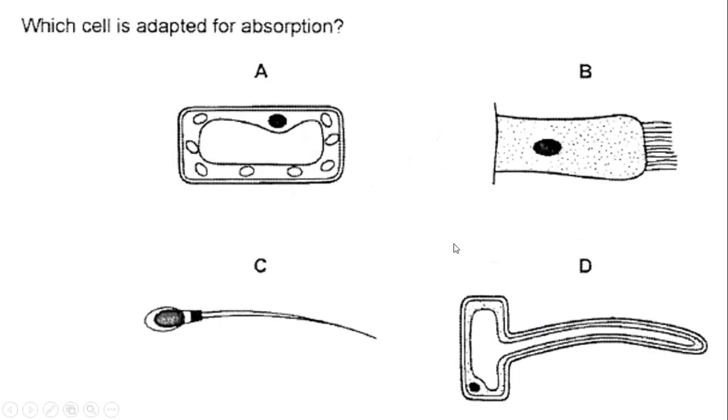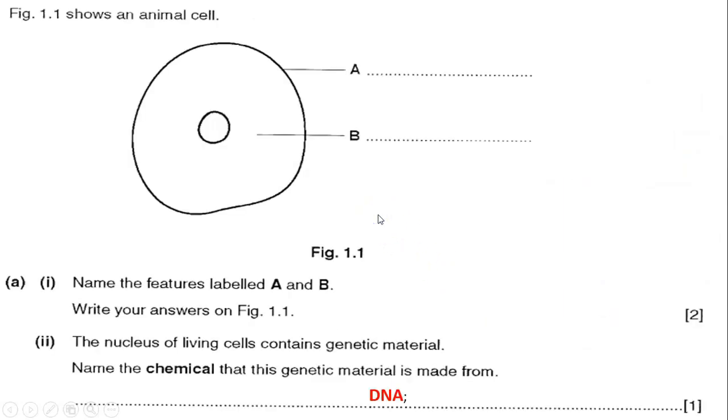Which cell is adapted for absorption? Which one is it? It's the root hair cell. So is it this one or that one? It's D. Why? Because it has a finger-like projection. What are these? These are not cilia, these are hair-like structures. See the difference? It's a huge difference. Please do not get confused in the exam.